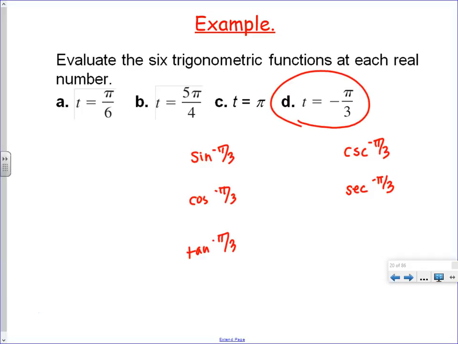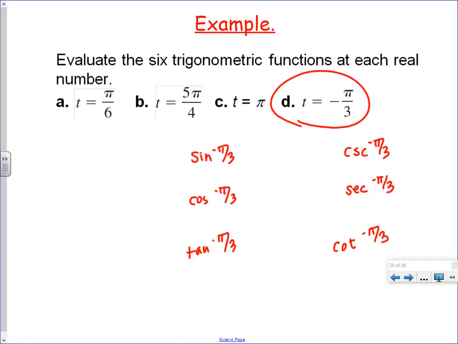Tangent doesn't have a co, so, well, he's a little bit easier because he's the only other one that has a tangent. Can we just put sine of t? Yeah, we could. I'm just trying to re-emphasize the fact that we're doing it at that angle.